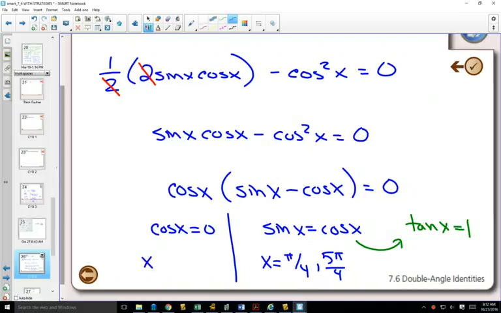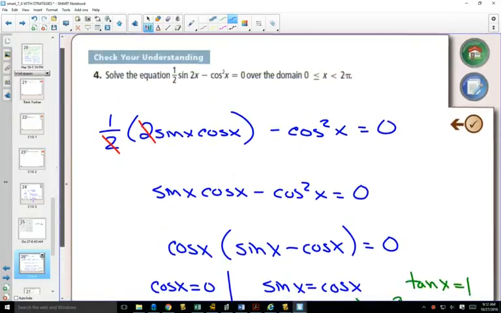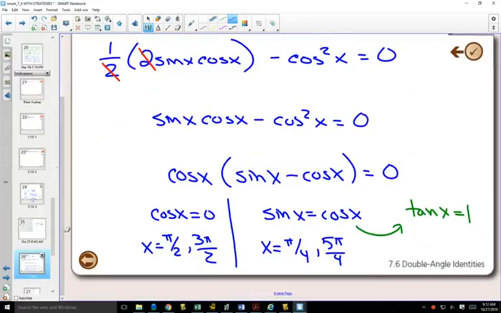Still need to solve this side. When is cos equal to 0? Pi over 2 and 3 pi over 2. Check our domain. Our domain is fine because it's between 0 and 2 pi. 2 pi wasn't included, but that doesn't affect us because we didn't get 2 pi as one of our answers.